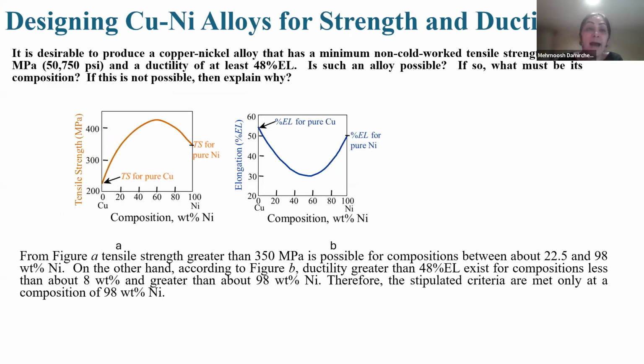Design. We are designing a copper-nickel alloy for targeted strength and ductility. In this problem, we are asked whether it is possible to produce a copper-nickel alloy with a minimum non-cold-worked tensile strength of 350 megapascal. So 350 megapascal means it should be above this line. So this region is appropriate for us, okay?